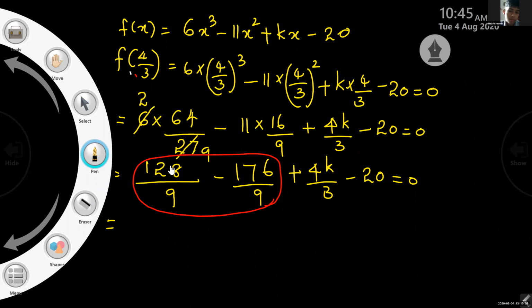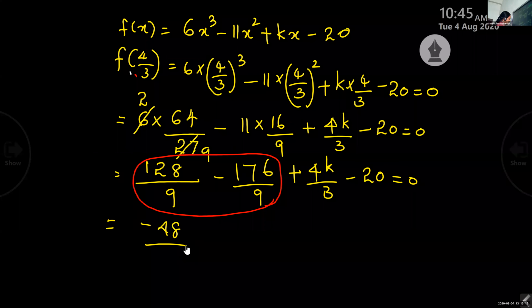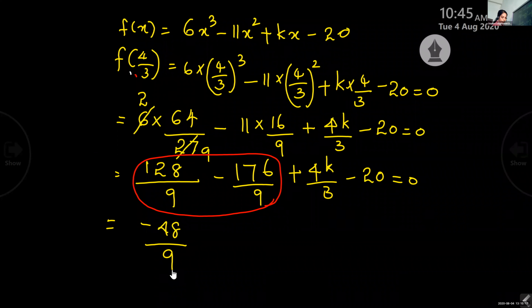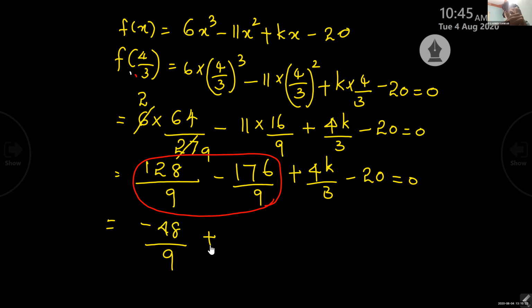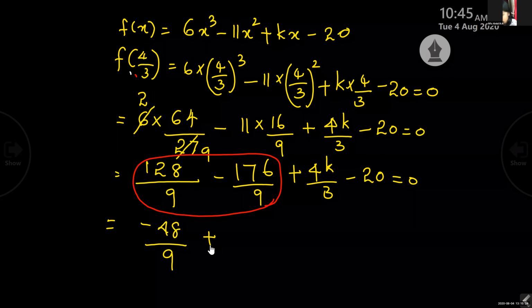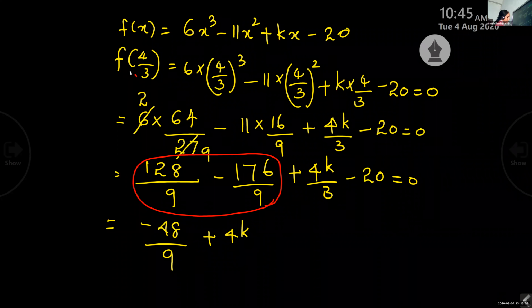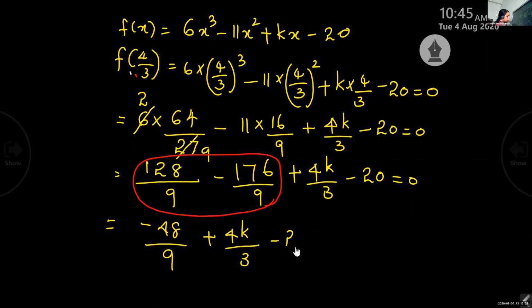Negative 48 by 9. Is it true for everyone? You got this? Negative 48? Yes, ma'am. Okay, good. Then 4k by 3 minus 20 equal to 0.